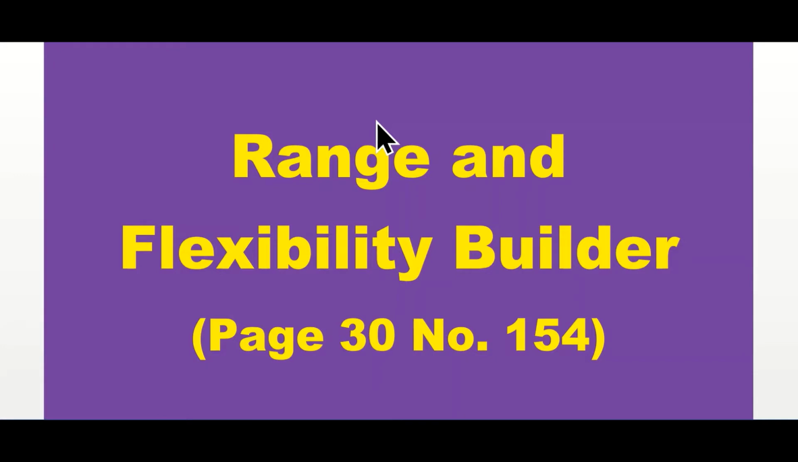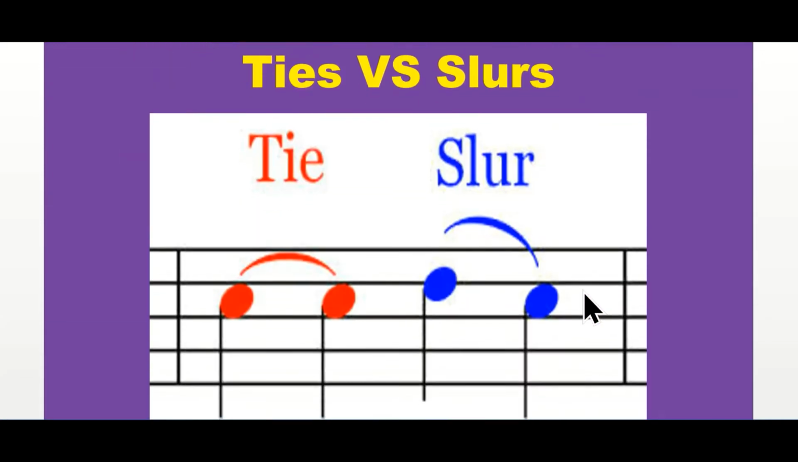Okay, guys, now it's time to play Range and Flexibility Builder. This can be found on page 30, number 154. But first, before we play that, I'd like to talk about the difference between ties and slurs. Now, ties we've already had. We've had it in our music before, okay?